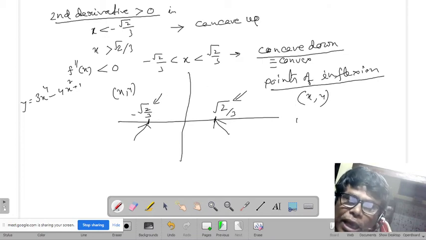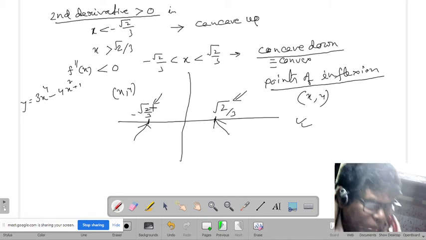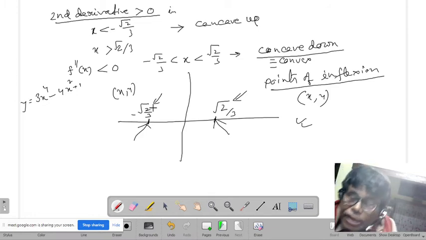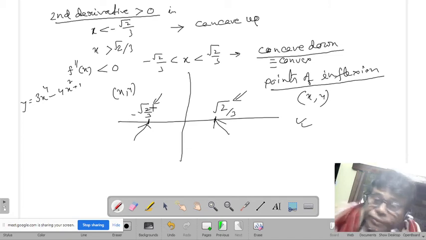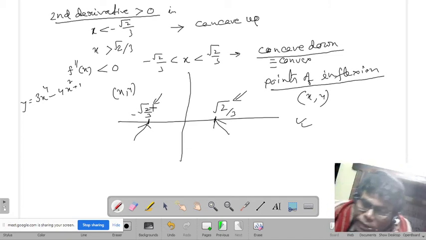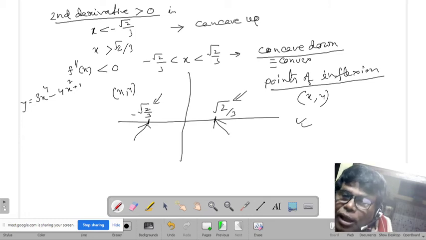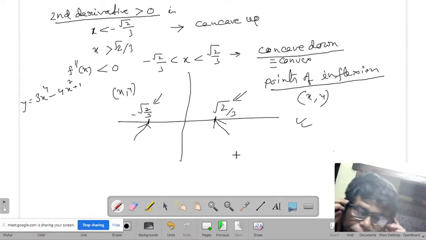Okay, this is about how to find the points of inflection. You can find it for any function, but the function must be of a single variable. For functions of two variables, a function of x and y, the procedure differs. I am not going to give you any homework today. But if there is any question you can ask it now.